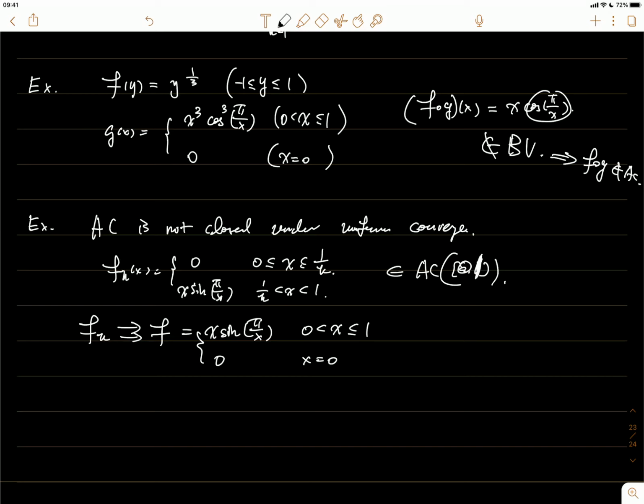But this function f, we know that it is not in AC. You can take this as a practice. It's easy to show that absolute continuity is not closed under uniform convergence. So you do have a sequence of absolutely continuous functions, and this sequence converges to some function uniformly, but this limit function is not absolutely continuous.